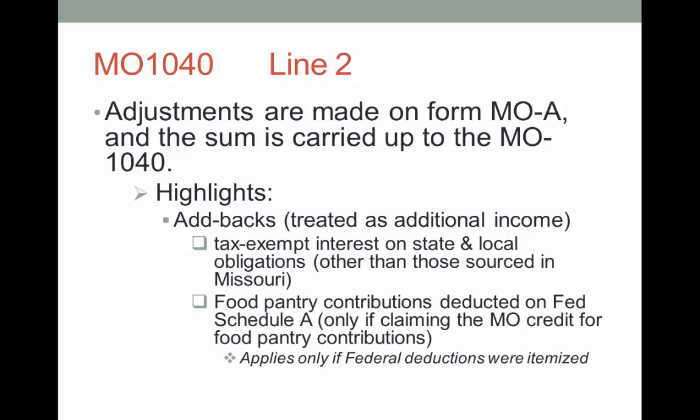So they actually end up coming out better to add it back to taxable income and then take it off of tax. But again, you don't see that often, and it only applies if federal deductions were itemized. If the person took the standard deduction, then there is no add back to make. But just be aware, let that ring a bell. If there was somebody with food pantry contributions, remember there's something that you may need to do with that.